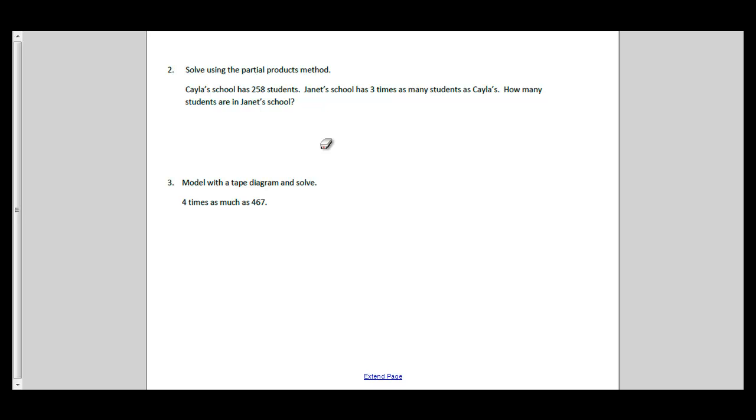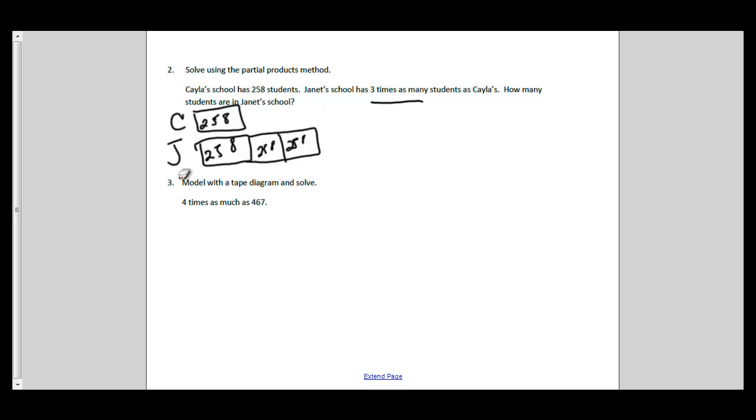So I'm going to draw a picture, and you'll notice because it says 3 times as many, this is a comparison problem. So when I do my tape diagram, I'm going to draw 2 separate tape diagrams. I'm going to just put K for Kayla's and J for Janet's. And it says that Kayla's school has 258 students, and then Janet's school has 3 times as many. So we're going to put 3 times as many boxes here. And the label is 258 in each box. So now I'm going to go back and look at the problem and see exactly what it was asking. It says how many students are in Janet's school. So this is actually what I'm trying to find out. I could add 258 3 times, but the more efficient way to do that would be to multiply.